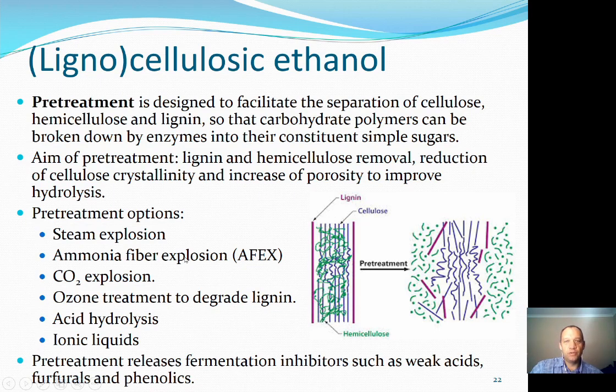The other unfortunate part is that the pretreatment methods always release some fermentation inhibitors into your fermentation broth as well. So we get the release of weak acids such as acetic acid. We get furfurols, which are breakdown products of the sugar itself. So glucose will be released, and then some percentage of that glucose in the mixture will be further degraded into something like hydroxymethyl furfurol, which is very toxic to some fermentation organisms.